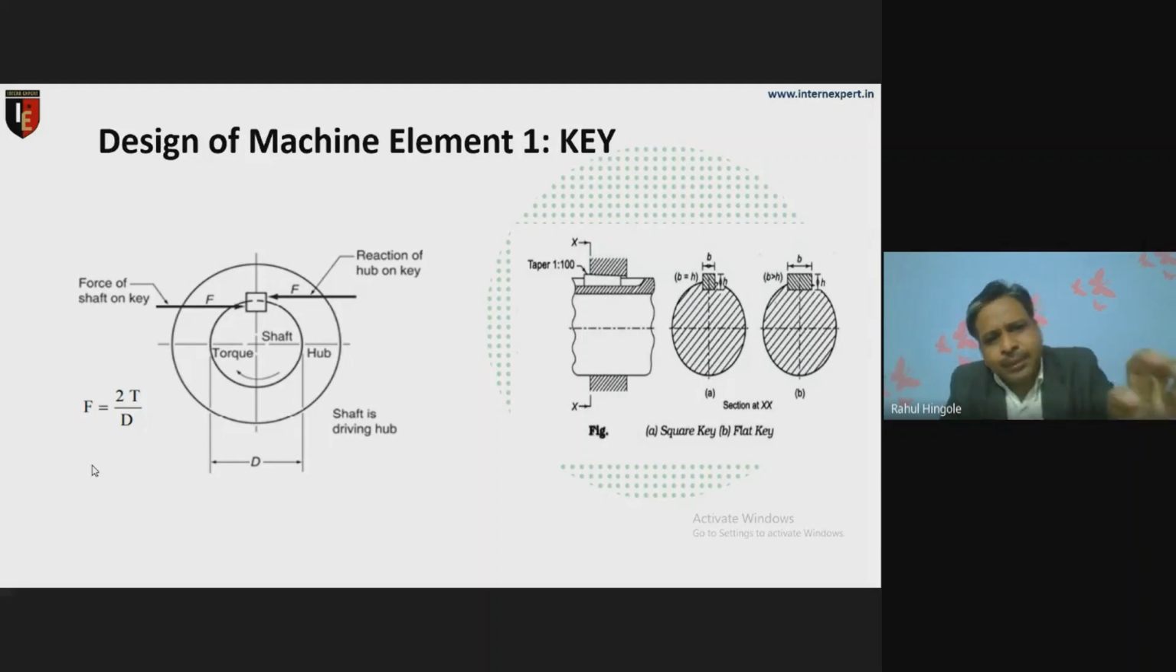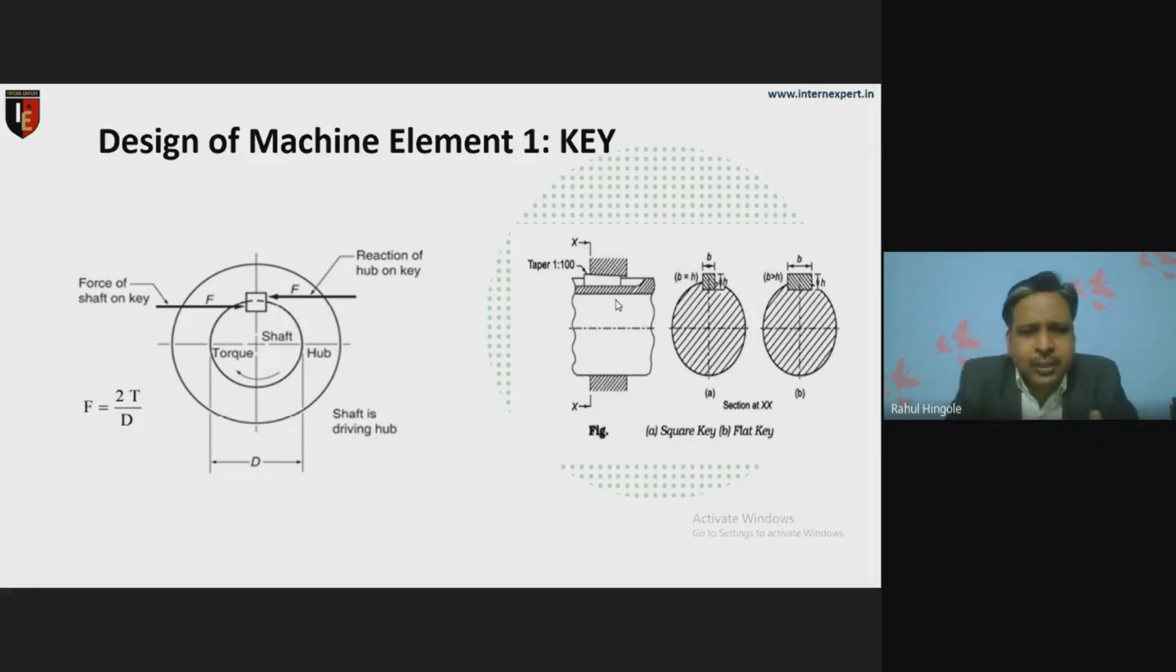Okay, the outside hub is provided with a certain diameter. Again, in between the shaft and the hub, there is a groove or slot like this. In that slot, we provide the key. That slot is called the housing of the key. In that housing only we have to keep the key.